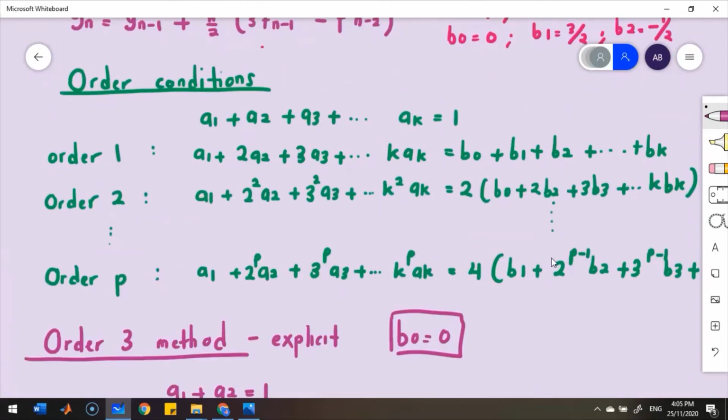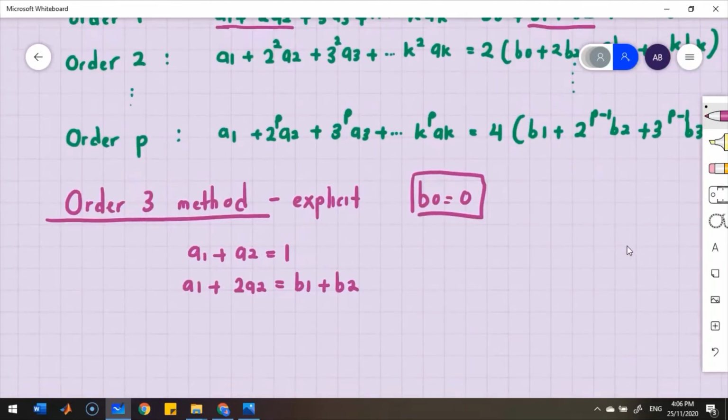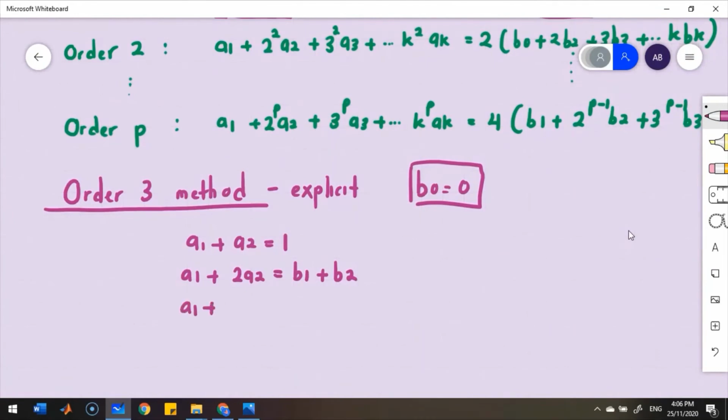So look at this one. a1 plus a2 equals 1, and then we have a1 plus 2a2 equals, this is 0, b1 plus b2. So the next condition will be a1 plus 2a2 equals b1 plus b2. And then we can have a1 plus 4a2 equals, that's it.